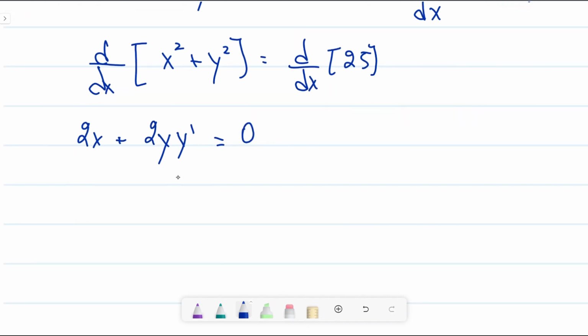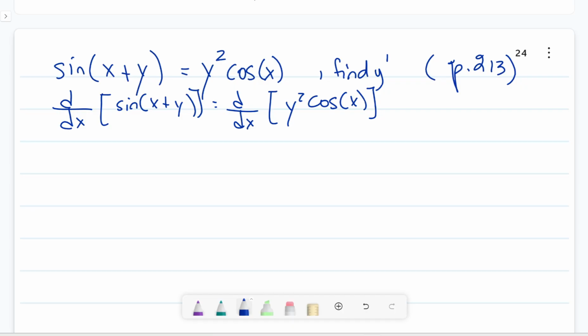So what we do after that is we solve for y prime. It is equal to negative 2x divided by 2y. I can cancel the 2's, so it becomes negative x over y. Let us now look at a different example. Suppose we have sine of (x plus y) equals y squared cos of x. We would like to find y prime, or the derivative of y, and this comes from page 213 in the book.